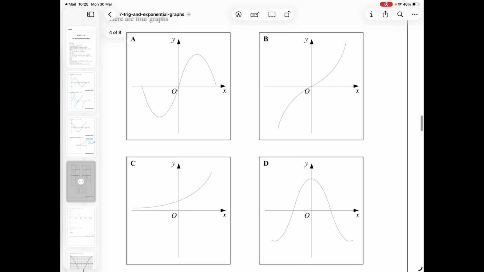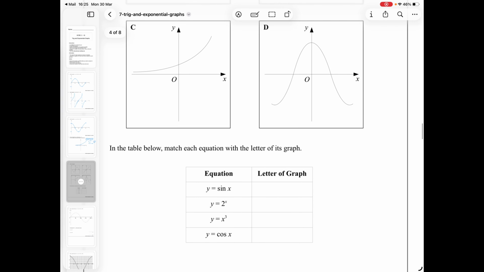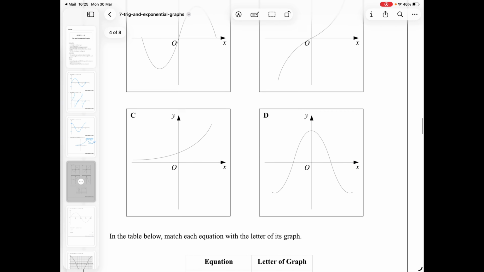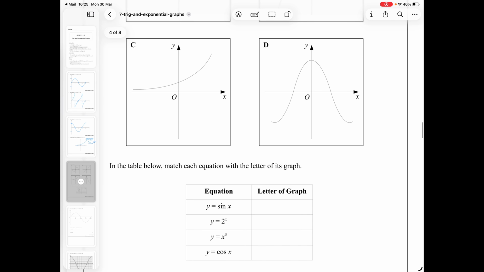And then here are 4 graphs. Identify what graphs they are. Now, this one we actually have here, so it's slightly easier. We already know what this one is, so we know that this one's C, because we just did it.